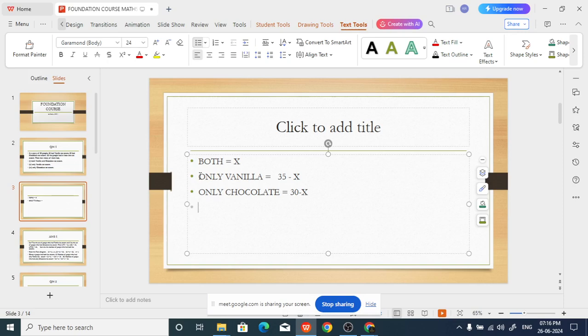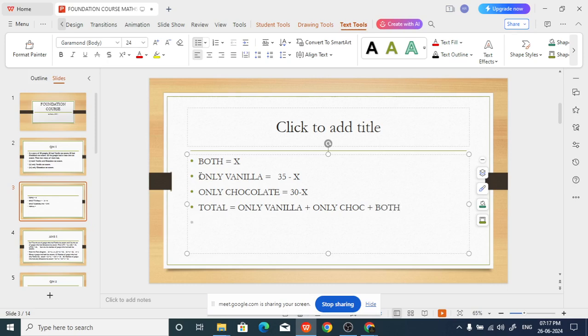Now, you see, one formula is there. You should remember this formula. I don't know how you studied in your school; you may have studied differently. I will teach in one way, but you understand. Total is equal to this formula, you should keep in your mind wherever you go: only vanilla plus only chocolate plus both.